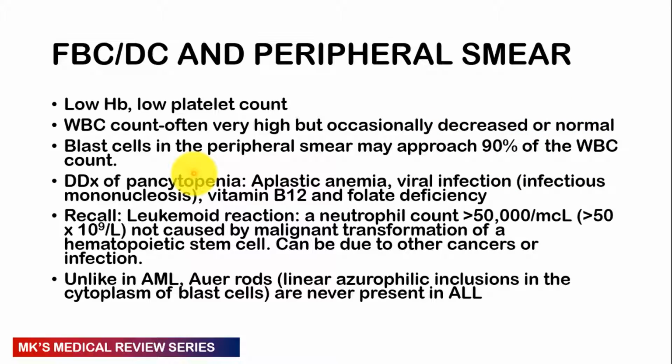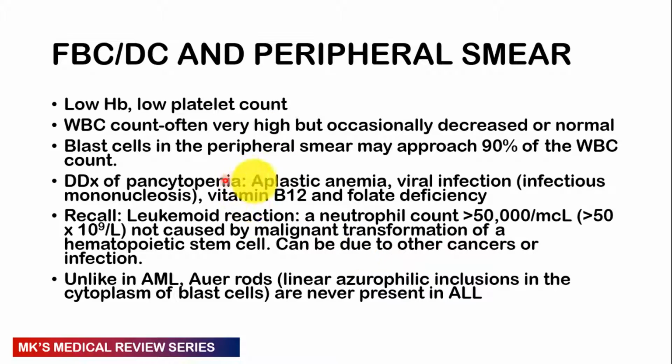And remember that your differential diagnosis for pancytopenia, the conditions that you should keep in mind whenever you see a low white blood cell count, a low platelet count, and a low red blood cell count, then you should suspect aplastic anemia, viral infections such as infectious mononucleosis, vitamin B12, or folate deficiency. And remember, we talked of a leukemoid reaction, which is a non-malignant condition where you have a neutrophil count that's greater than 50,000, but it's not caused by malignant transformation, but it can be due to other conditions, other cancers, or infections.